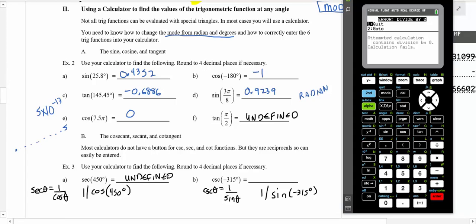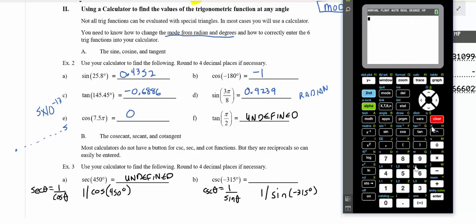Okay, we'll learn about why in a little bit. Okay, let's do the next one. So the next one is we're going to do 1 divided by sine. Use your negative, don't use your subtraction symbol, use your negative, and then 315.